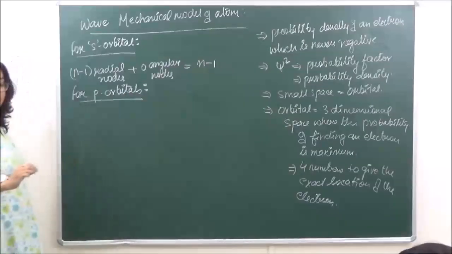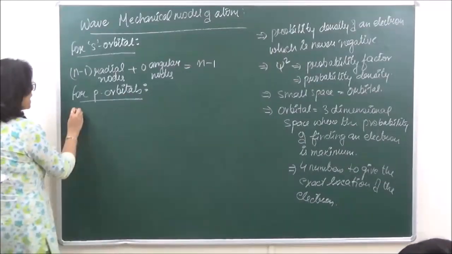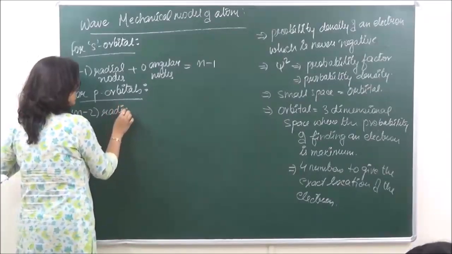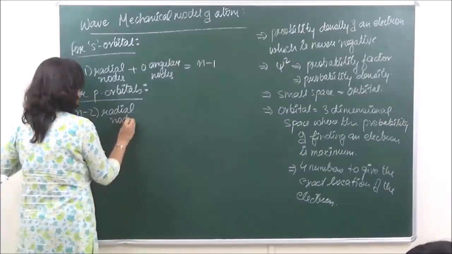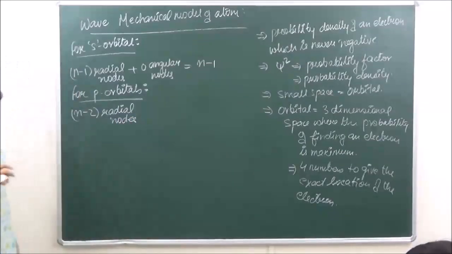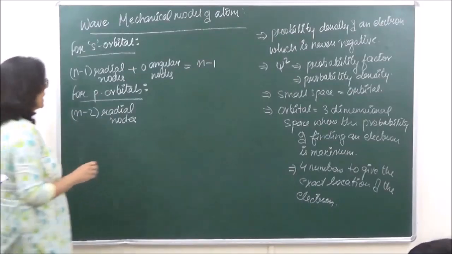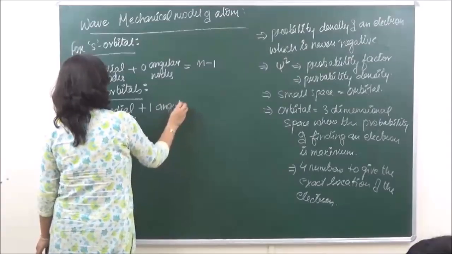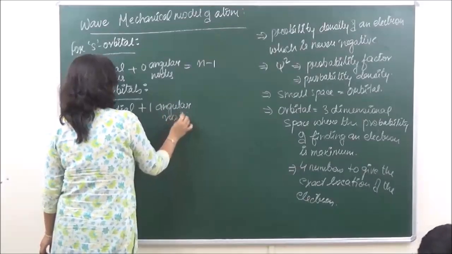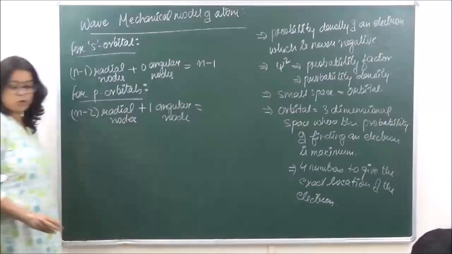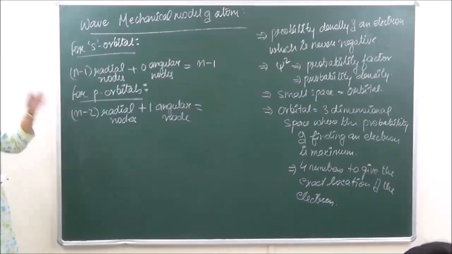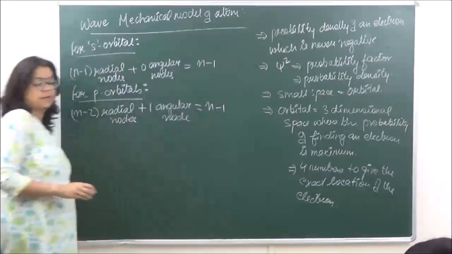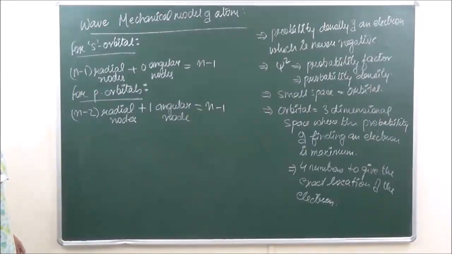Then for p orbitals, there are n minus 2 radial nodes and there is 1 angular node. So what is going to be the total number of nodes over here? n minus 2 plus 1 becomes equal to n minus 1. n minus 1 total nodes.